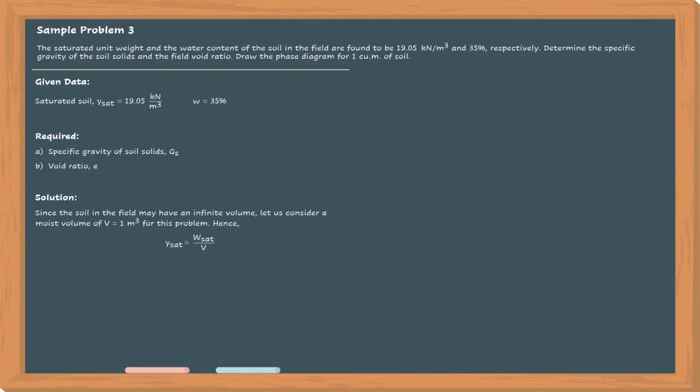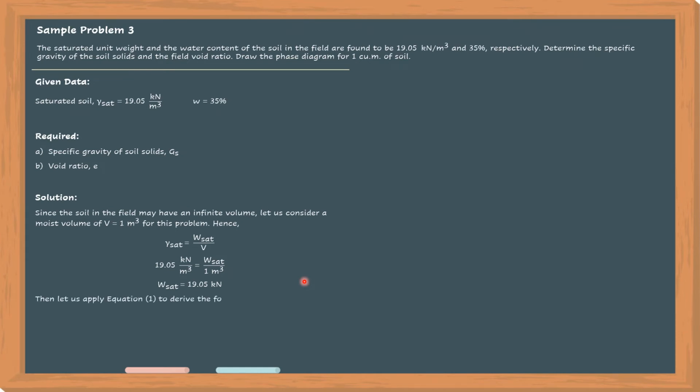Hence, the saturated unit weight is equal to the weight of the saturated soil divided by the volume, and knowing that we only consider 1 cubic meter of saturated volume, we can now compute for the weight of the saturated soil from the equation above. So from this equation, the weight of the saturated soil is equal to 19.05 kilonewton.